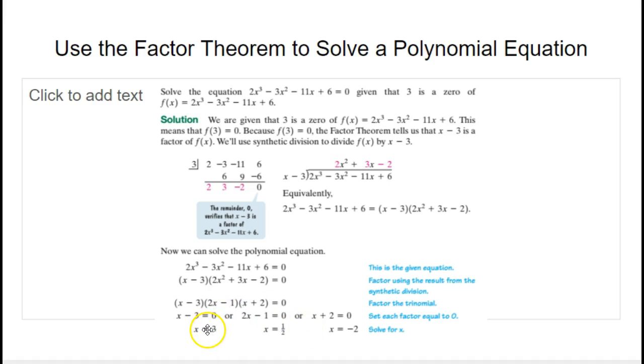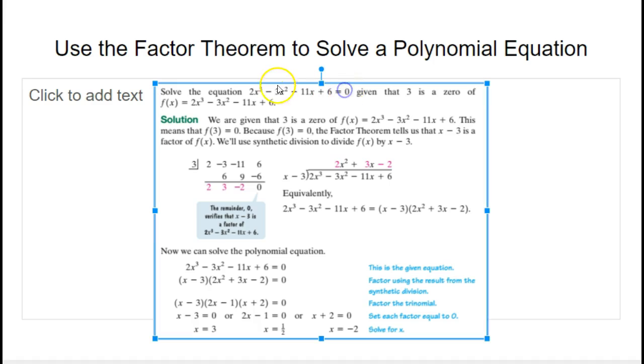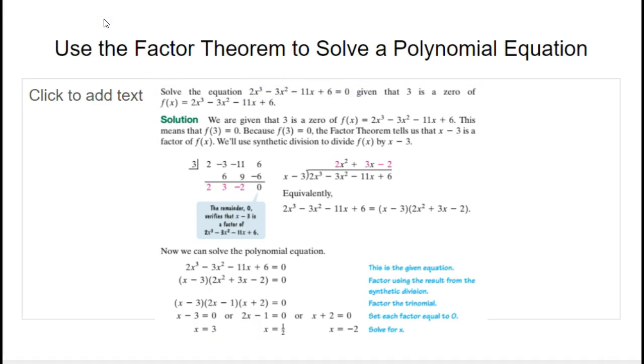So if we went back to the original polynomial up here and we plugged in the number 3, we know that, yes, we would get an answer of 0. If we plugged in the number 1/2 for each of the x's up here, we would get an answer of 0. And if we plugged in the number -2 up here for the x's, we would get an answer of 0. Those are our 4 objectives.